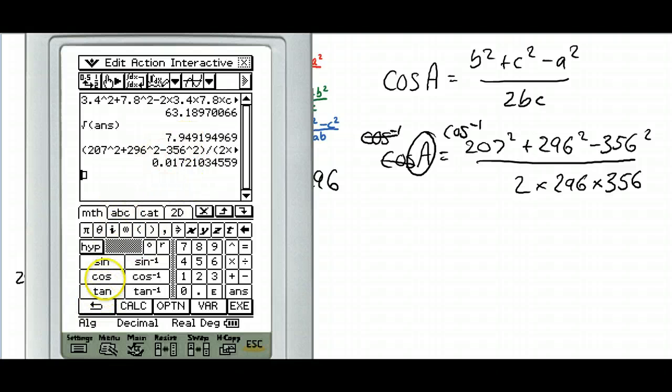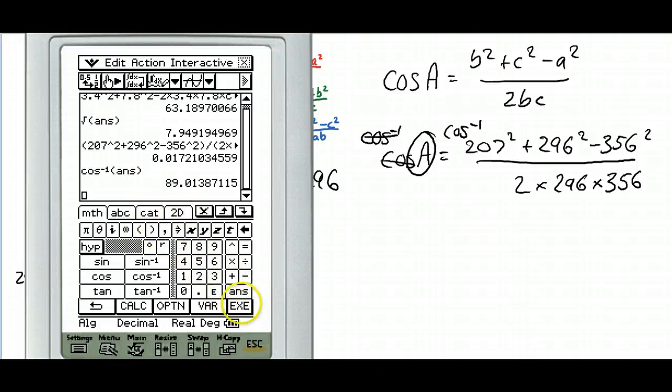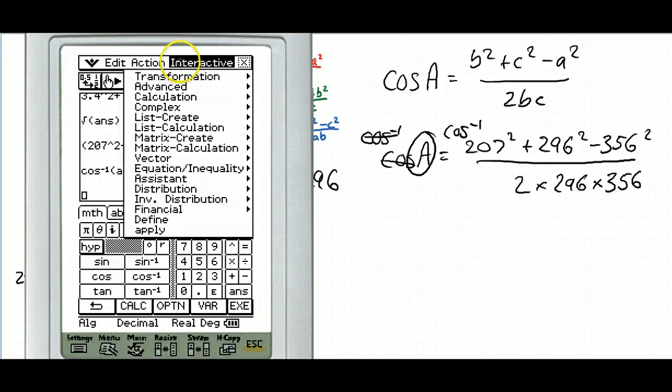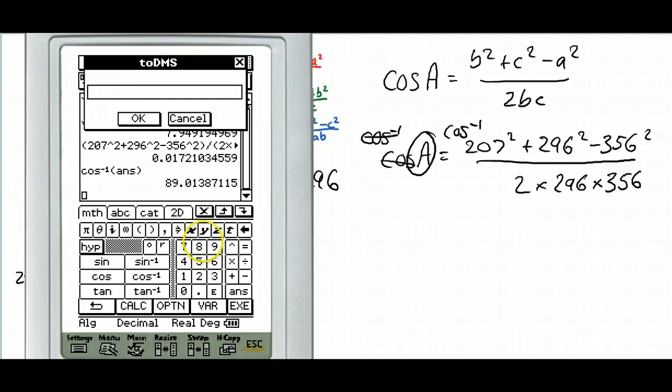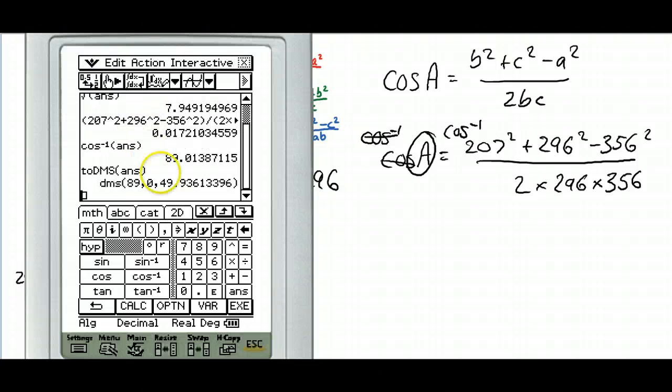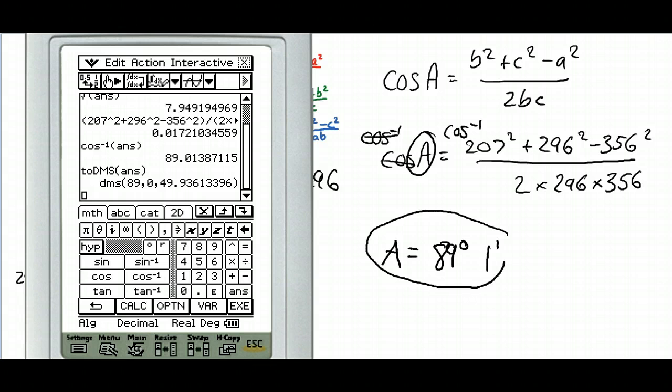So let's go to our trig functions, inverse cos, and we'll put in the answer from the previous line, and we get 89 degrees. Let's turn that into DMS, degrees, minutes, seconds. Okay, and there we go. It's 89 degrees and 1 minute if we round. So A equals 89 degrees and 1 minute. So we've found angle A.